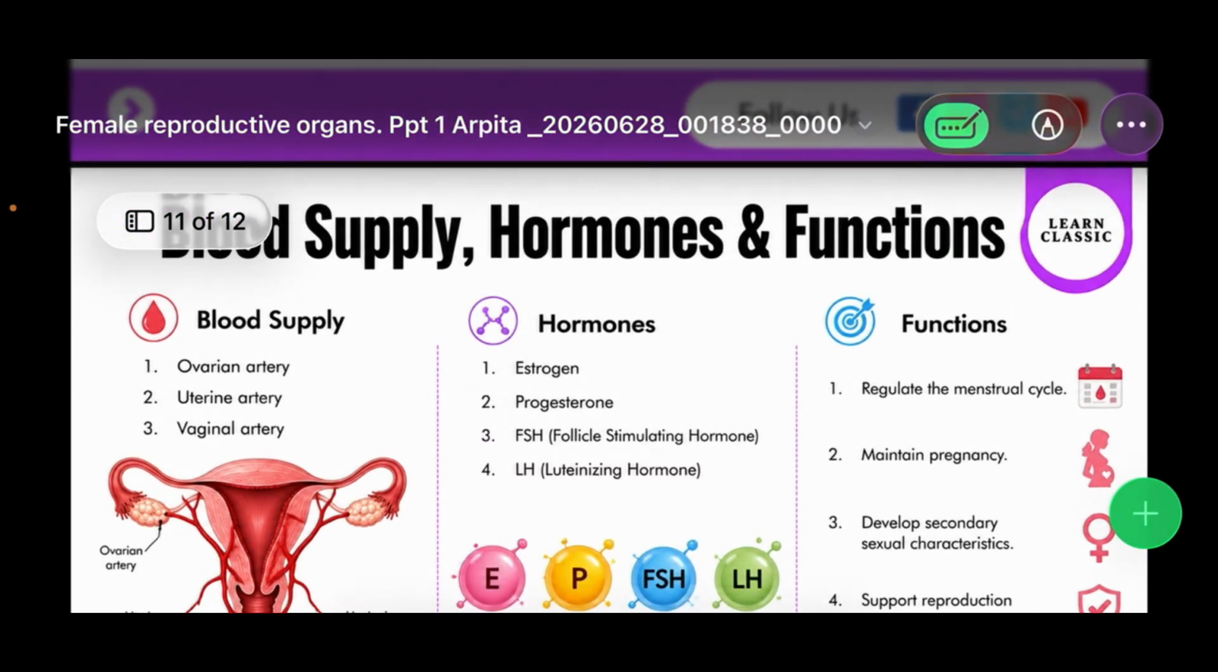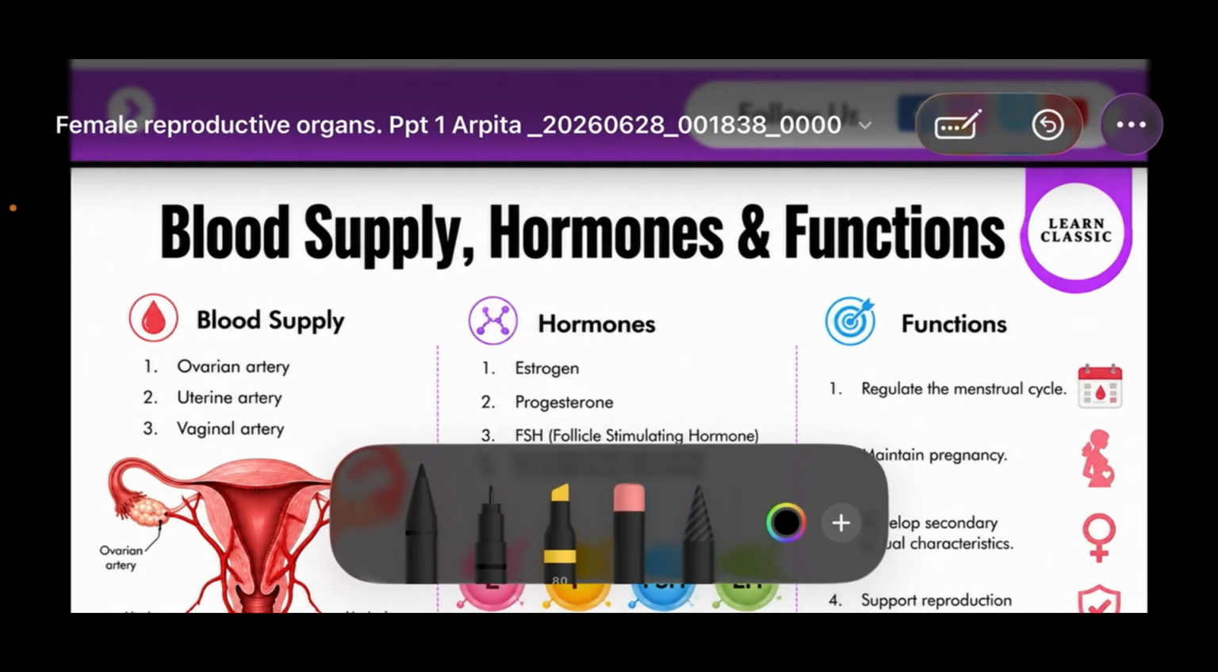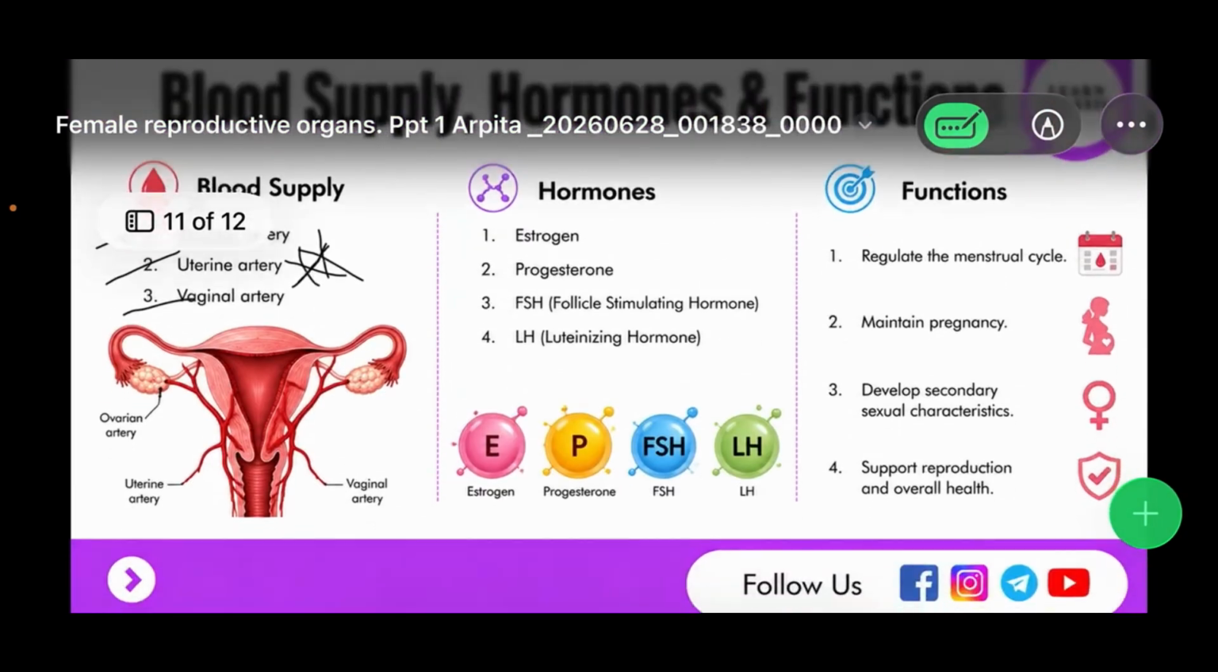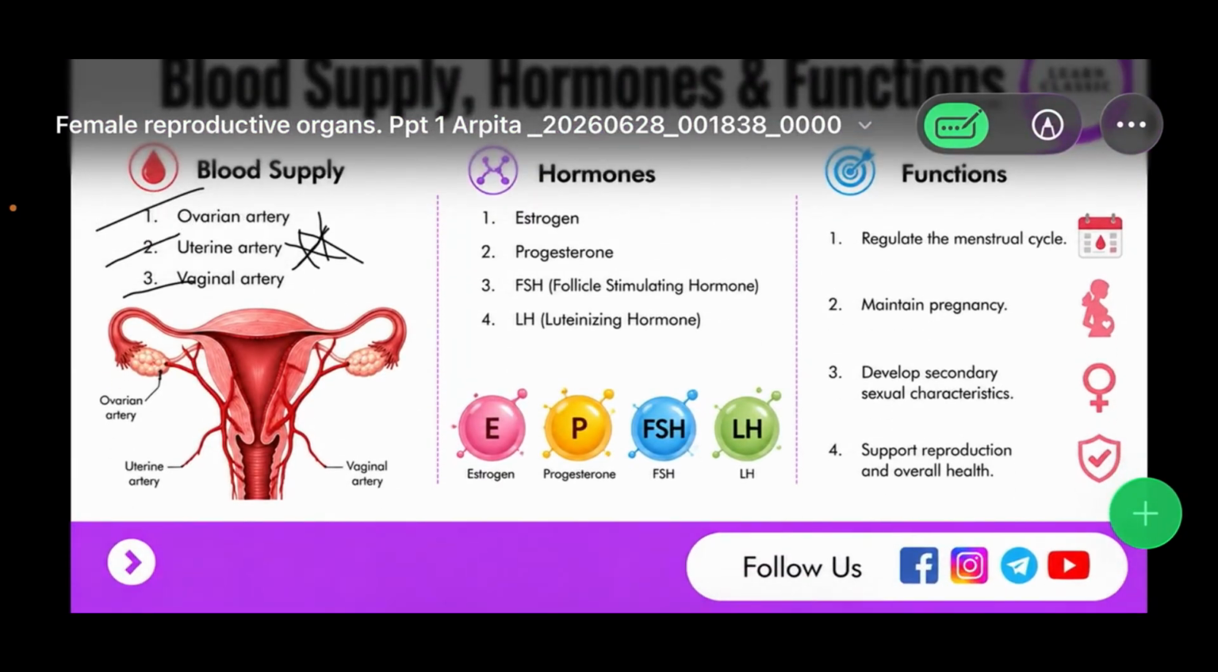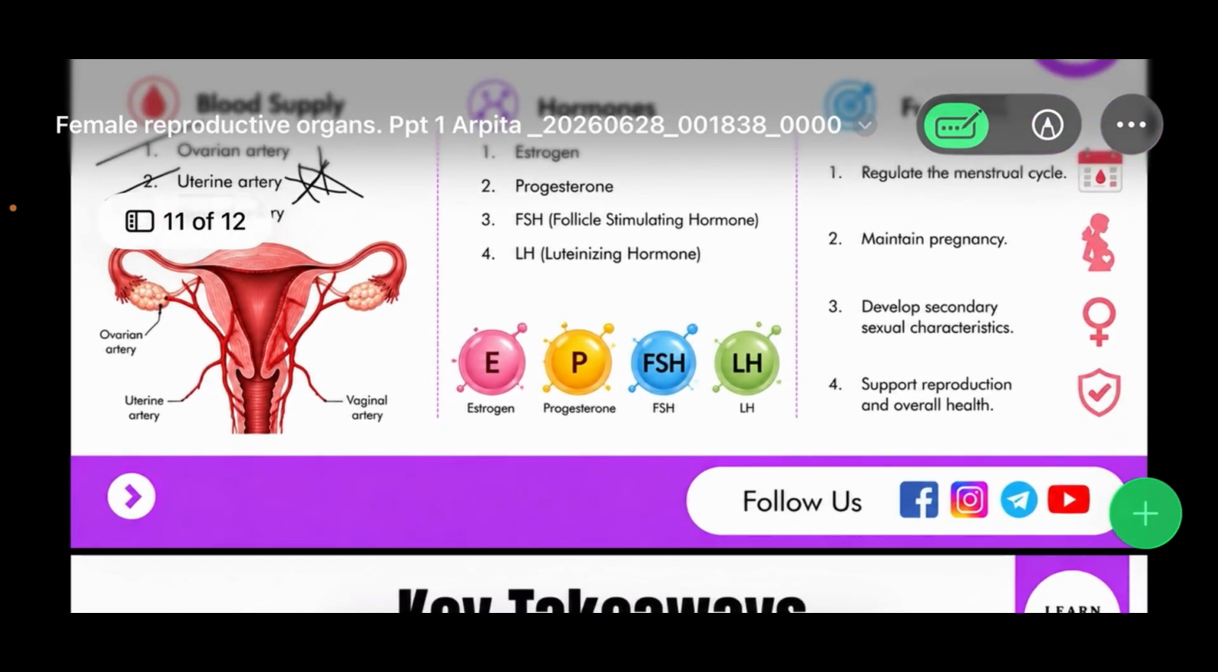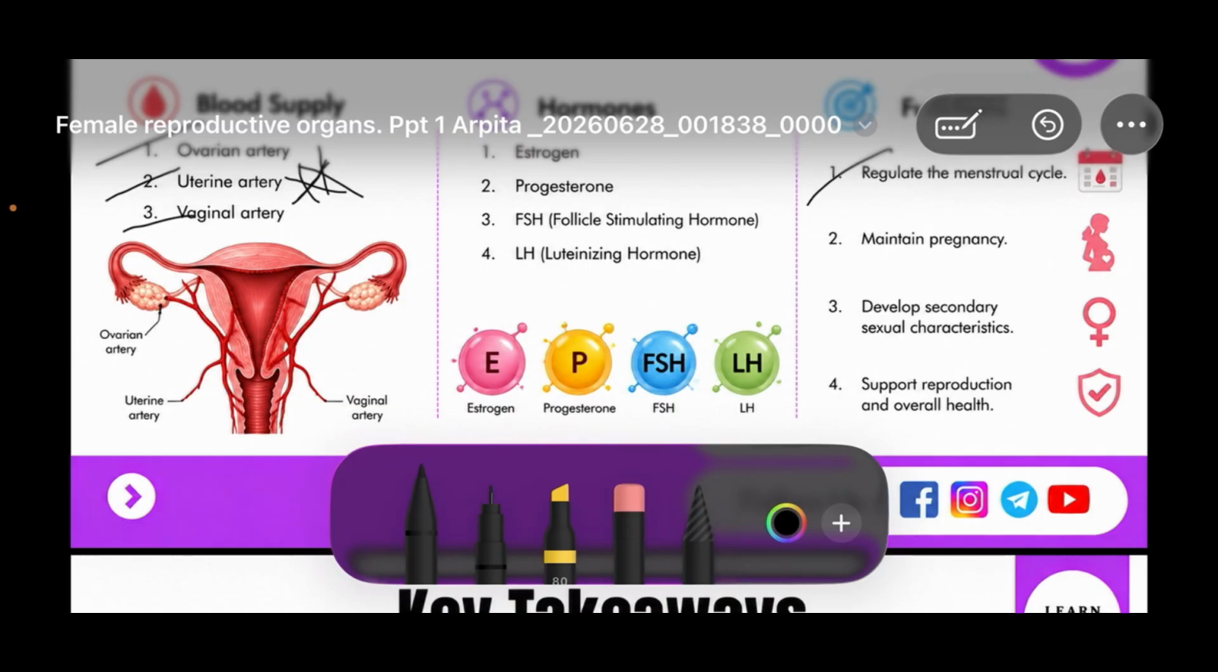Then blood supply, hormones and functions. Blood supply is through the ovarian artery, uterine artery and vaginal artery. The main blood supply is through the uterine artery. Then the hormones are estrogen, progesterone, follicle stimulating hormone and luteinizing hormone. The functions of the female reproductive organs are helping in regulating the menstrual cycle, maintaining pregnancy, developing secondary sexual characteristics, and supporting reproduction and overall health.